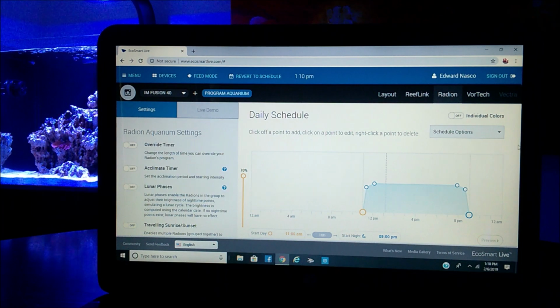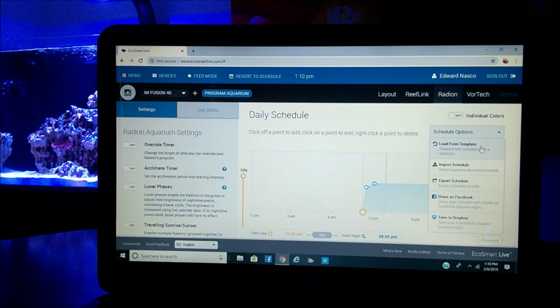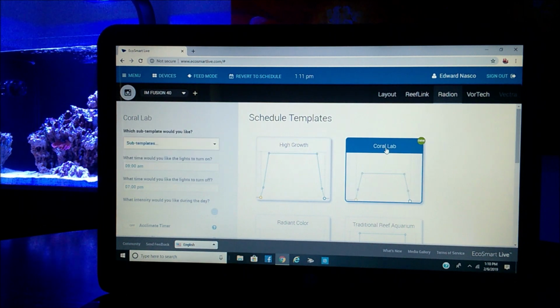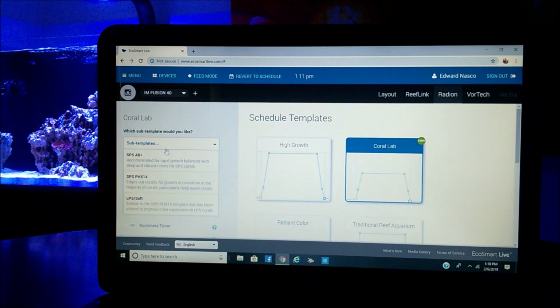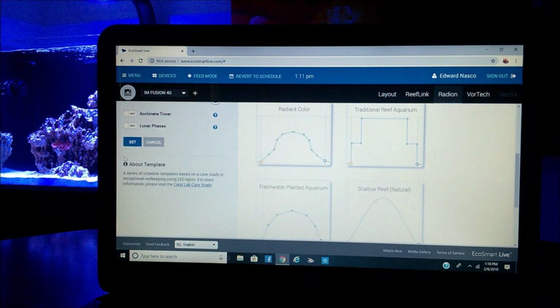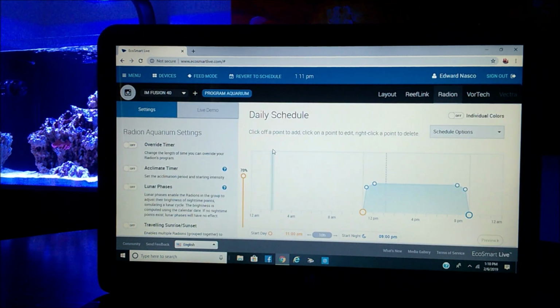And how to go about it? Well, if I was to set it up, you go here to the scheduling, then you go to the templates, and here, this is what I selected, the Coral Lab, which is a known method. Then you go to the sub templates, and this is the one that I picked, SPS AB Plus. Here, this is the default, but I went ahead and changed this to 11 and then to N at 9. And then of course, if I was to set it, I would hit set, but we're not. I'm using what I just explained to you, so I just came back.